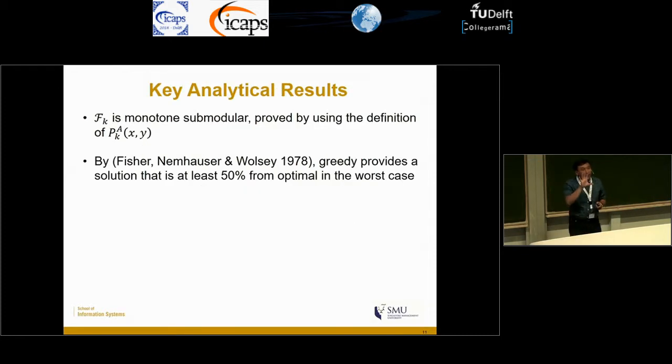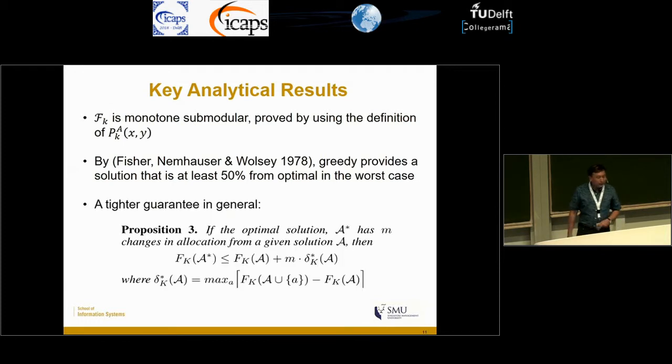Given that we have that function defined, we proved in the paper that it is monotone submodular, and hence, using the result of Fisher and Hauser-Woolsey, we are able to achieve 50% optimality in the worst case. Now, it turns out that in general, this bound is actually quite loose. We are able to tighten it by saying that the gap between the optimal solution and what we obtain is bounded by this much here.